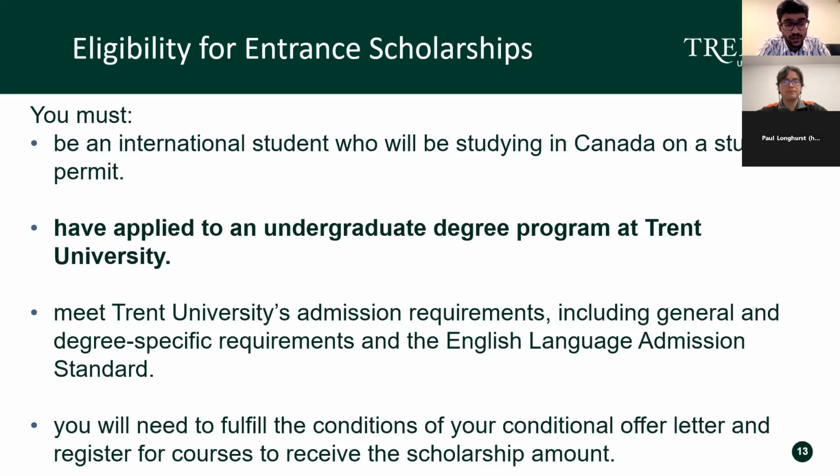Last but not least, you will need to fulfill the conditions of a conditional offer letter and register for courses to receive the scholarship amount. This is very important. Typically, when students apply to Trent, they're not able to submit all of the required documents on time, but that's not at all a problem. You can receive a conditional offer letter, and the conditional offer states certain conditions, such as submitting a document before the semester begins. If you fulfill those conditions and get registered for courses, only then will you receive the scholarship amount.